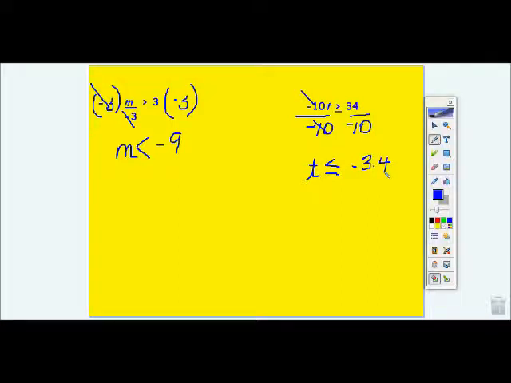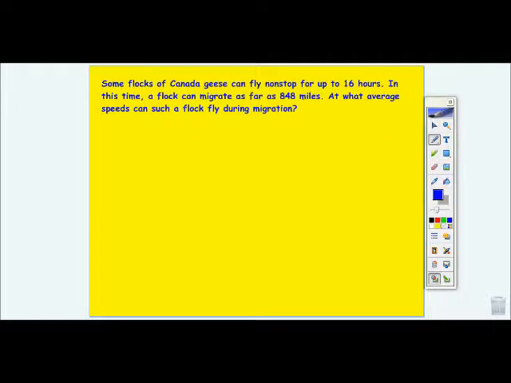Okay, so if you're multiplying or dividing to get your variable to be a single variable, you need to reverse the way that the sign is in the original inequality. Let's see what that looks like when we're talking about a word problem. We have some Canada geese, and they can fly nonstop for up to 16 hours. In this time, a flock can migrate as far as 848 miles. At what average speeds can such a flock fly during migration?